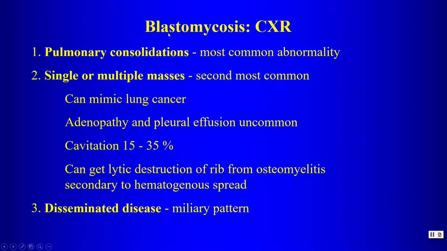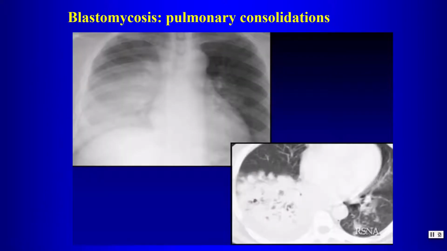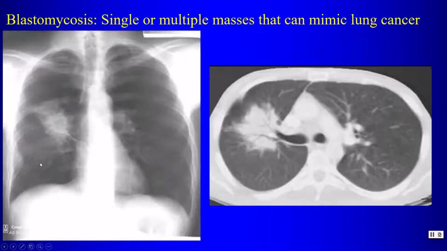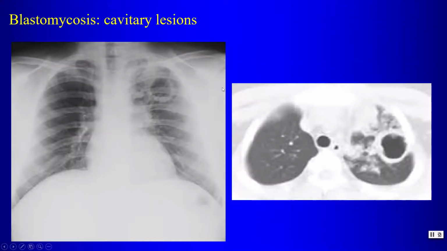So these patients can develop consolidations, masses in the lung that might resemble lung cancer, and they might also develop miliary dissemination of disease. So here's an example. This patient has this large consolidation, and this was from blastomycosis. Here it looks like a mass, so it can mimic lung cancer, another example of blastomycosis. This patient has a cavitary lesion, again in the left upper lobe.